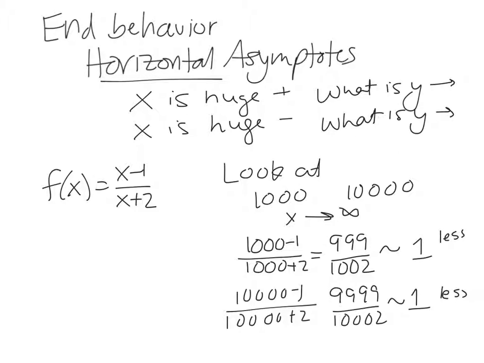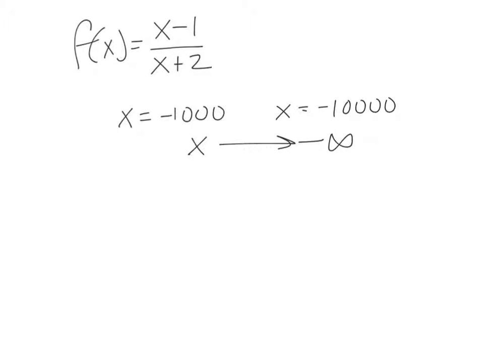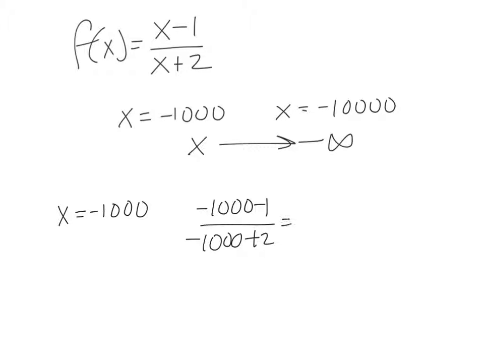Right? Now let's try it with some huge negative numbers. We're going to get x to be bigger and bigger negative, and let's plug in and just see what we get. So if x is equal to negative 1,000, when we plug in, we get negative 1,000 minus 1 over negative 1,000 plus 2. That's negative 1,001 over negative 998. What is that close to? 1. Bigger or less than 1? Bigger. This is bigger than 1. It's approaching 1 from above. It's a little bit bigger than 1.